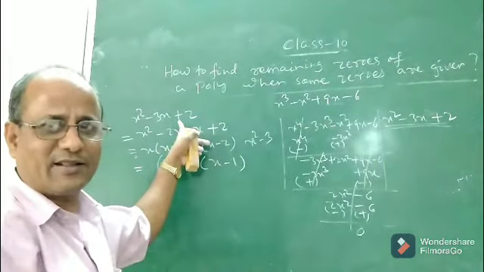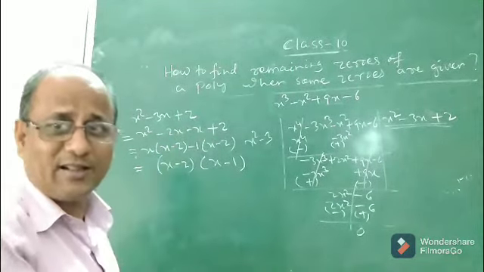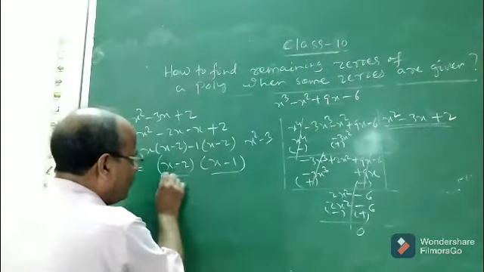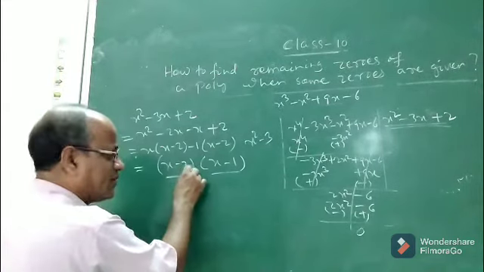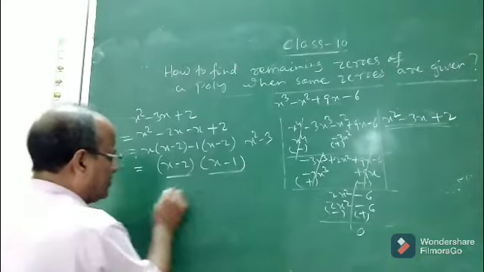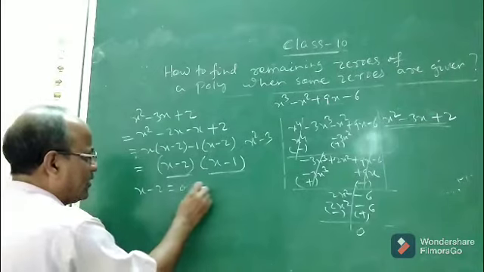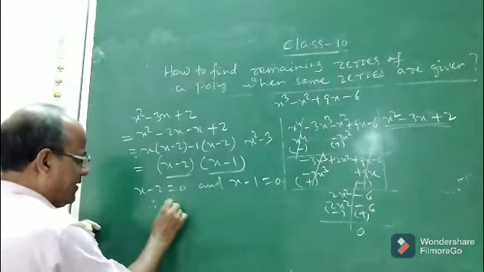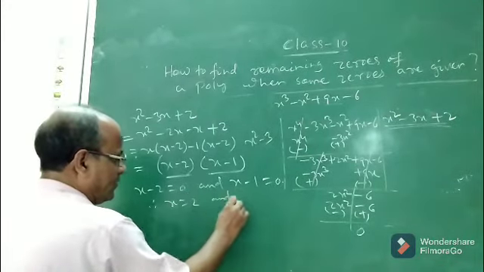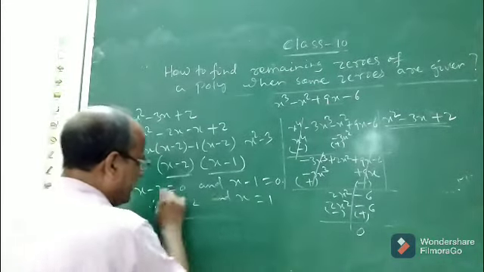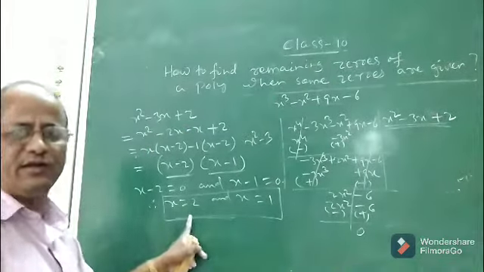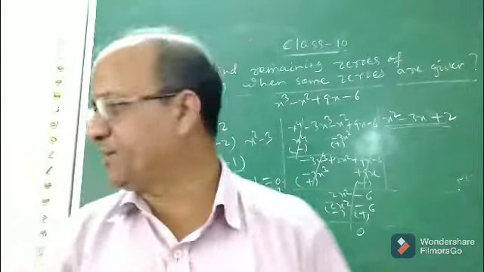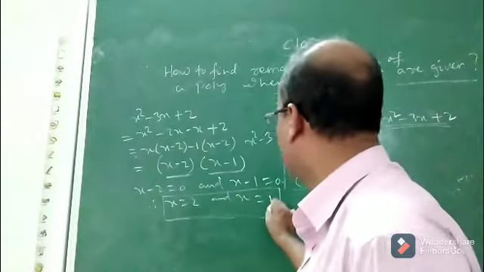Now how to get the remaining two zeros? To get the remaining two zeros, you equate this linear factor to 0, and also equate this other linear factor to 0. That means x minus 2 equal to 0 and x minus 1 equal to 0. So what will be x? x will be 2 and x will be 1. You see, children, these are the two remaining zeros. The remaining two zeros are 2 and 1.